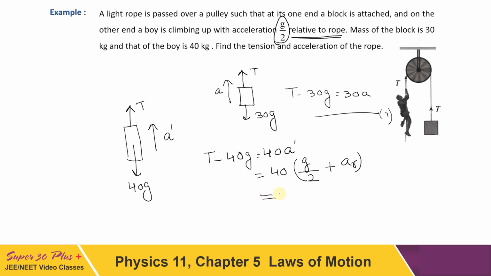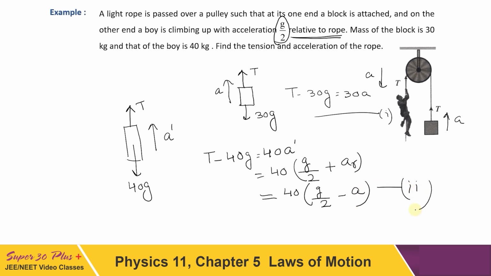And acceleration of rope has to be same as acceleration of this block, because if this block is moving up with acceleration a, the rope has to come down with the same acceleration a. But it is in downward direction, so we have to put a minus sign here. So now let us solve this.